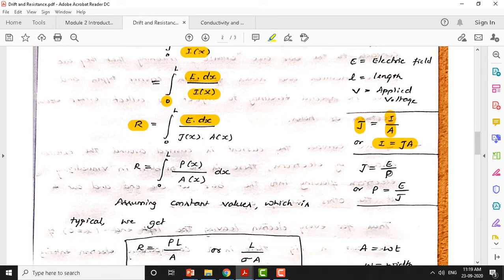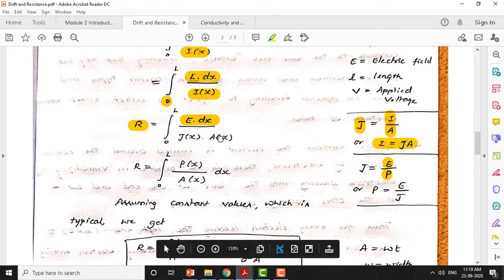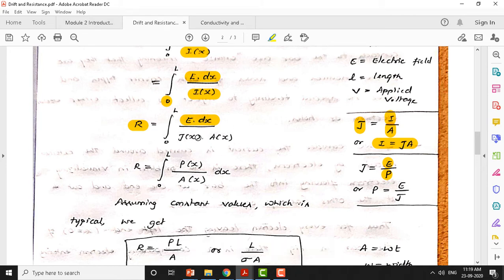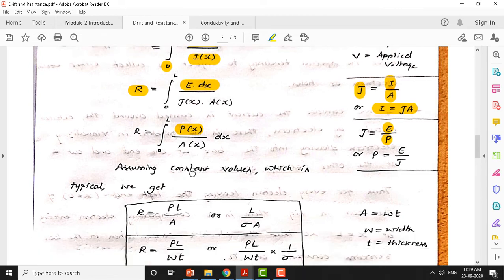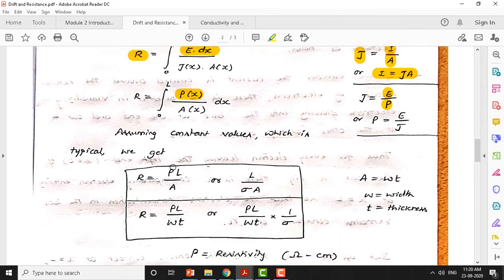Now we know J in terms of the electric field and the resistivity. J can be written as electric field by resistivity, or resistivity can be written as E by J. So we can substitute here in place of J as E by resistivity. The resistivity goes to the numerator and you are left with rho of x, which is a function of distance, divided by A, which remains the same. If you integrate this with reference to the length, we get the final equation: the resistance of this semiconductor material is rho L by A. Rho is the resistivity of the material, L is the length, and A is the cross-sectional area.